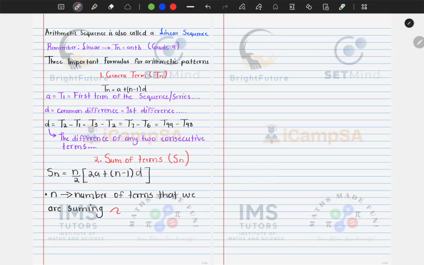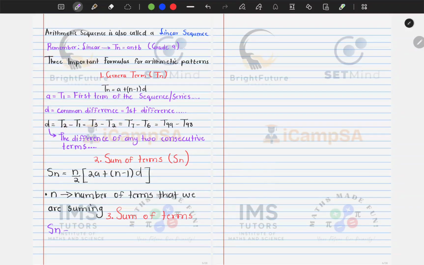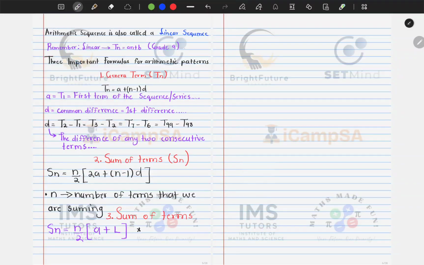And then let's have a look at number 3, because we said there's 3 important formulas. On number 3, we're still looking at the sum of terms. For this one, we are using a slightly different formula, which is the sum of terms will be n over 2 into a plus l. What you need to note here is that the l is the last term of the sequence. So essentially, we'll use the second equation, which is a plus l, when we have the last term of the sequence and the first term of the sequence, which is a.